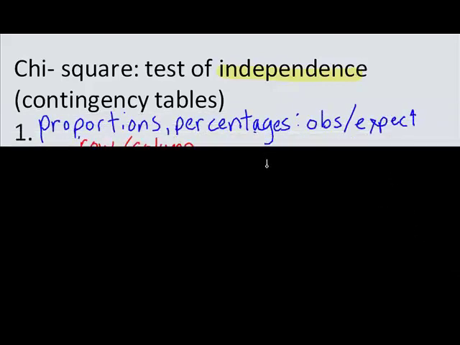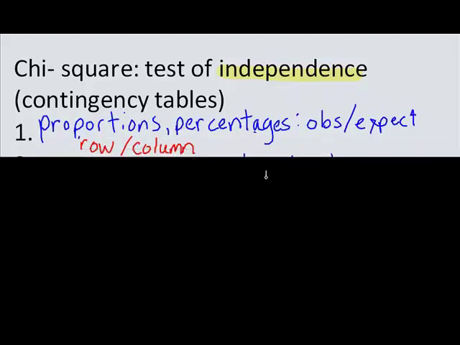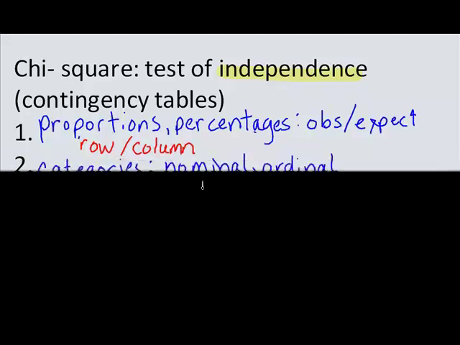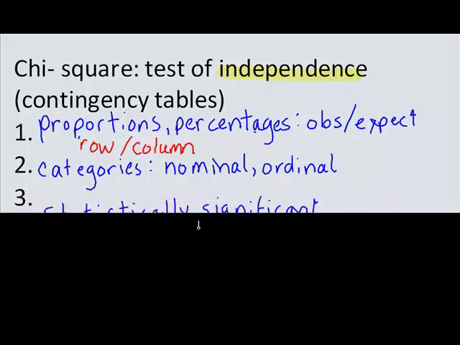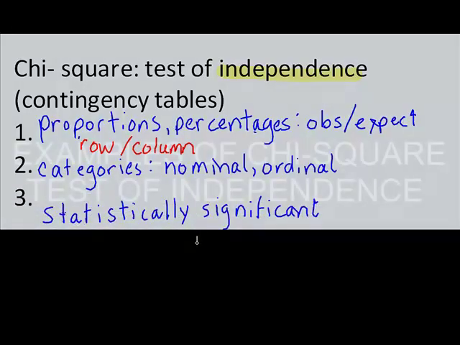In our chi-square goodness of fit, we had nominal data compared row to row. Now we're going to have a chi-square that will be called a test of independence or contingency table. What this particular chi-square does, still comparing proportions and percentages of observed to expected, but we're looking for a test of independence between the rows and the columns. Is there a relationship that affects the proportions? Those proportions are still based off of nominal or ordinal level data, and we're still looking for statistically significant.